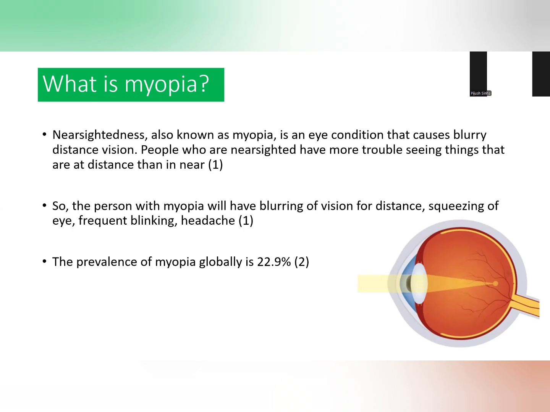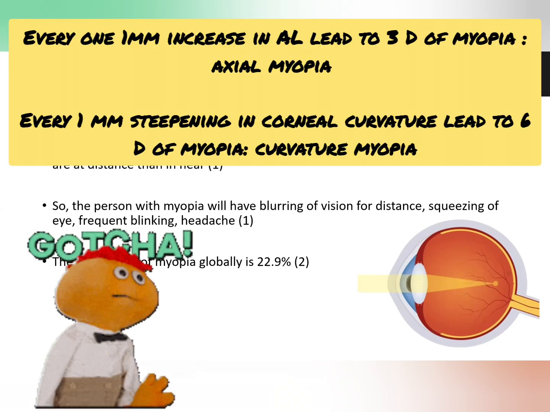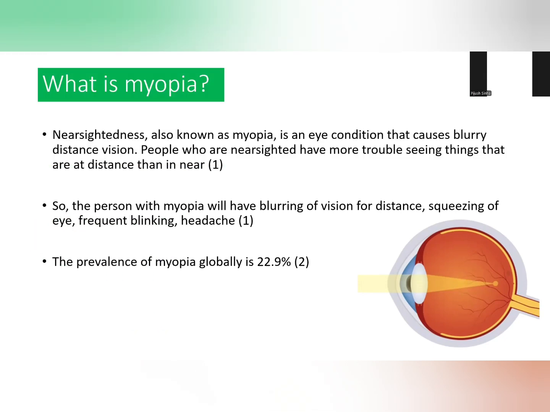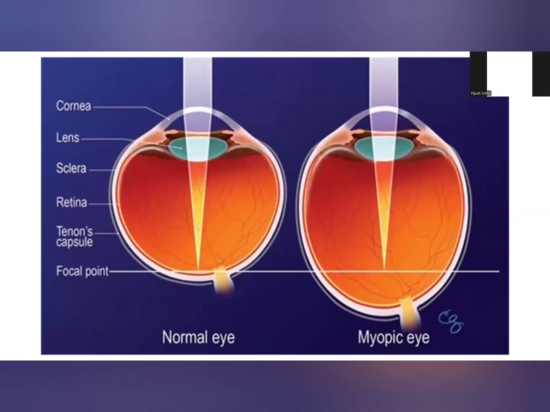Okay, and apart from it, I want to tell you that a 1 mm increase in the axial length correlates with a myopic shift of 3 diopters, also known as spherical myopia, right? And every 1 diopter change in the corneal curvature, that is steepening of the corneal curvature, can lead to a 6 diopter increase in myopia, right? You also know this very well.